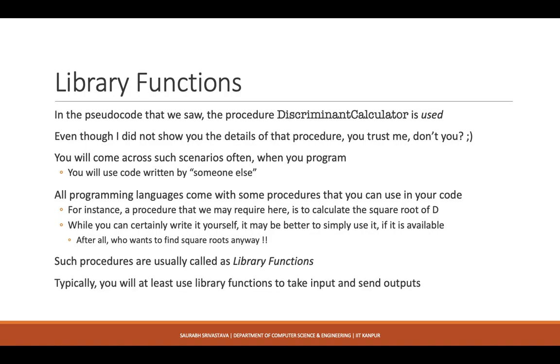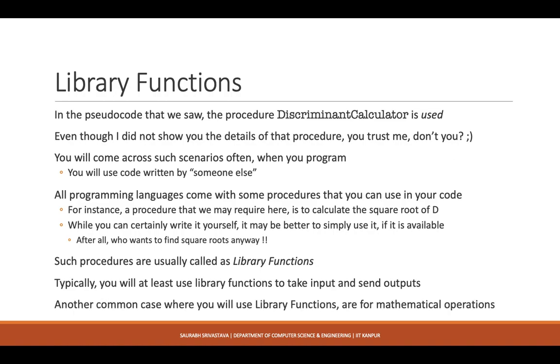Typically the bare minimum that people use from those library functions are functions to take inputs from the user and send them the outputs. Another common use case where you would like to use a library function is for mathematical operations like square root, right? The square root is a very good example. If I have a library function that can calculate square root for me, I would simply use it rather than writing it myself.